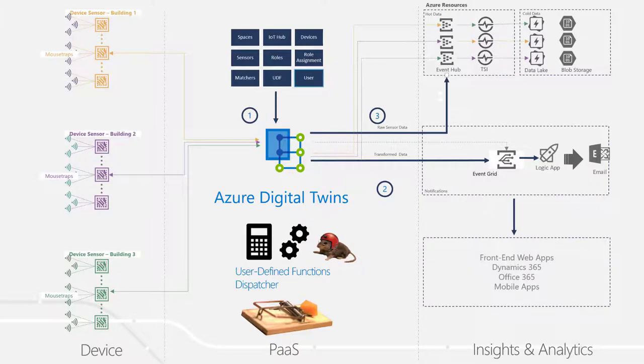So let's take the mousetrap solution a step further. With the information on where the mousetraps have been placed and how many mice have been captured, we are now able to predict the best places to place the traps to catch the most mice. What if we wanted to speed up the learning process in terms of the best places to set the traps? Enter the concept of digital twin, a virtual representation of a physical environment that brings in data from a variety of sources, or in our case, mousetraps.